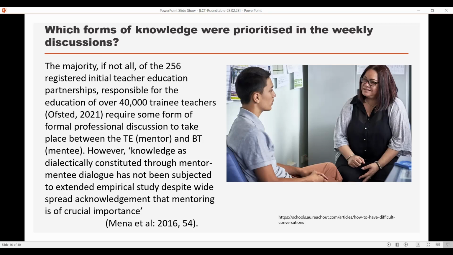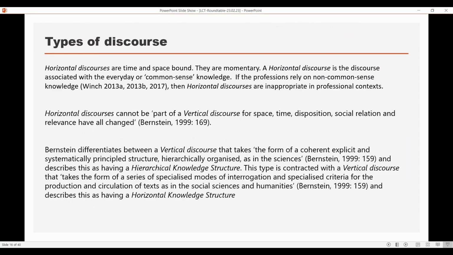What I was curious to know, because as director of the SCITT, I never get to see these weekly dialogues. We ask for them to take place, we ask for them to be reported, we ask for a form to be filled in to say these dialogues have taken place, we ask for some reflections, but I'd never actually seen or heard directly what was happening within these weekly dialogues and the way that knowledge was structured within them. So what I wanted to do in the research was get into what was happening in those weekly dialogues, what type of discourse was happening.